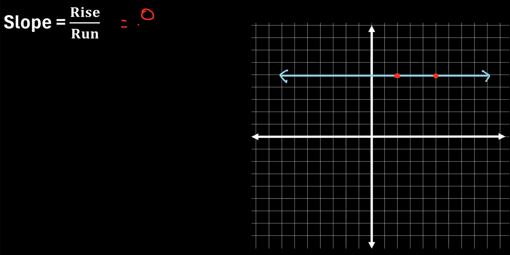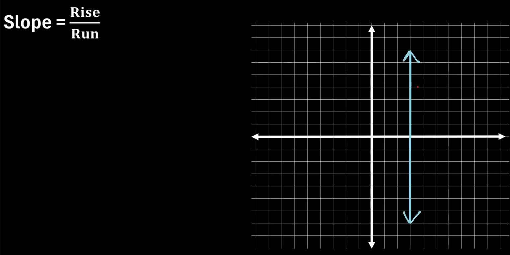So let's write 0 over the run, that's the horizontal distance, would be 1, 2, 3. So 0 over 3. Well, 0 over anything is just 0. So the slope of this line is 0. And what you'll find is that whenever you encounter a horizontal line like this, the slope will always be 0. Because as you're moving from left to right, the line is not increasing or decreasing. All right, let's try one more example.